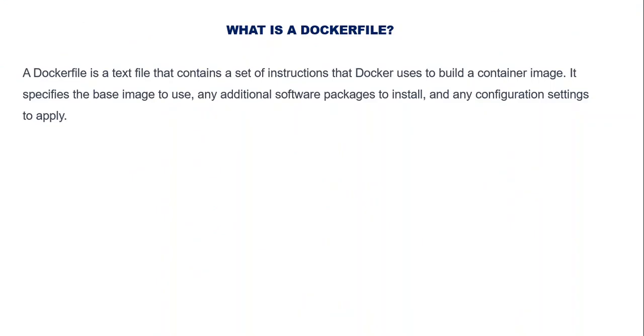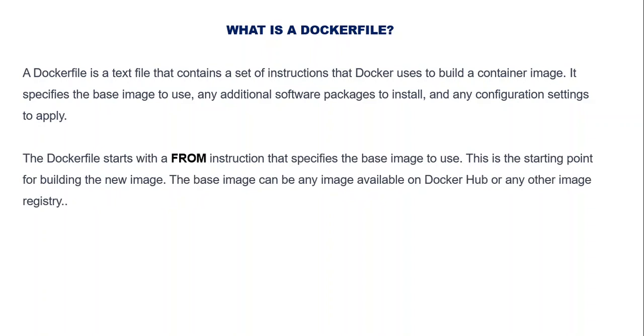A Dockerfile is just a text file that contains a set of instructions that Docker uses to build a container image. In the Dockerfile, you will specify the base image to use, any additional software packages to install, and any other configuration settings to apply. So in your Dockerfile, you have to list a set of instructions which will enable you to build your Docker image.